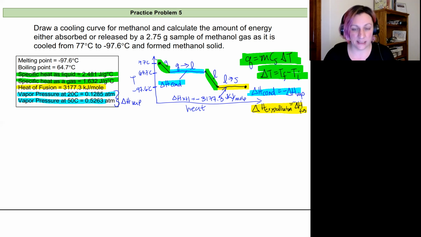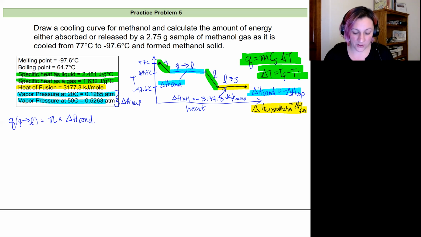So to calculate the Q for our transition going from our gas to our liquid, we really want to multiply the number of moles of our ethanol by that enthalpy of condensation. So we have to calculate both of those things.